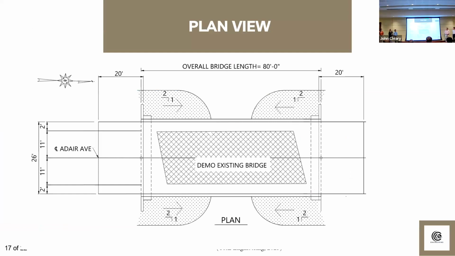So in this picture, you see the new bridge and the old existing bridge. What's hatched in the middle is the old existing bridge. We're going to have an 80-foot span length with 20-foot concrete approach tie-ins, with 2 11-foot lanes with 2-foot shoulders on either side, which will result in 26 feet wide.